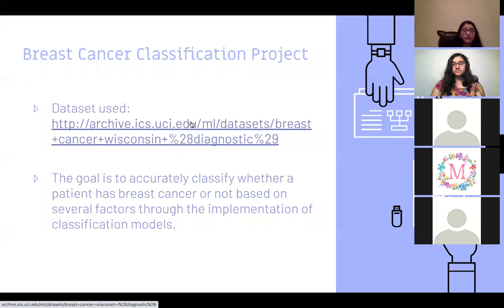And so just a brief overview of what we'll be doing. The goal is to accurately classify whether a patient has breast cancer or not based on several factors by using the implementation of classification models. Classification models, again, is referring to the classification machine learning algorithms that we just discussed. Okay, so now let's go to this link and I'll show you exactly what I'm talking about.